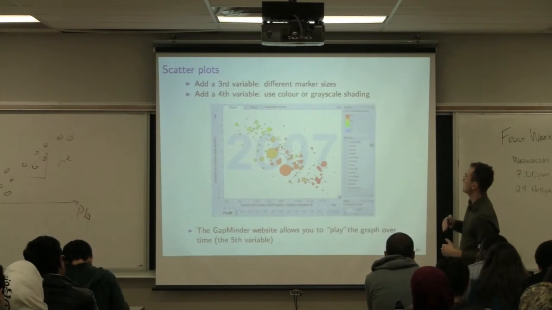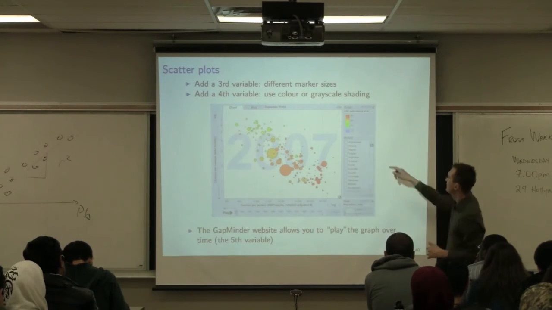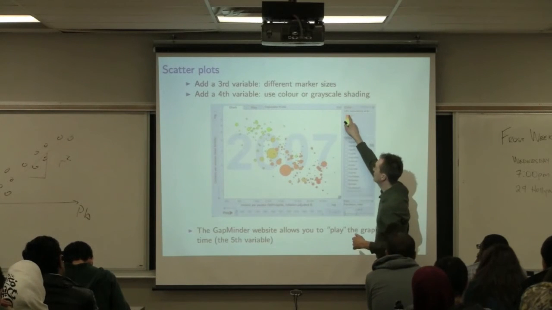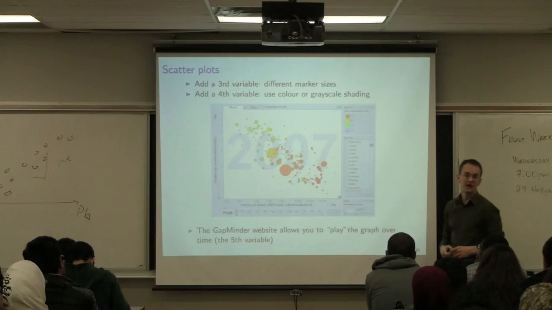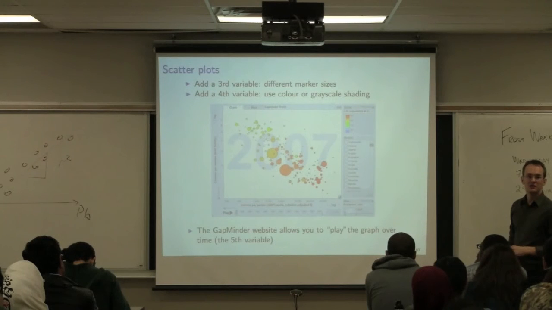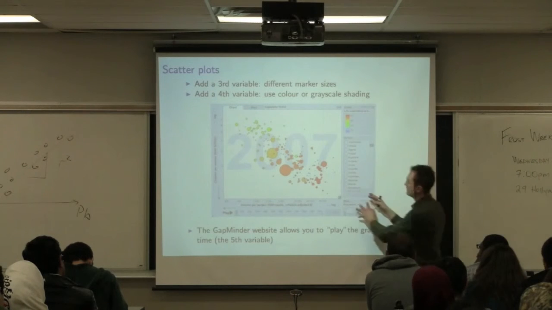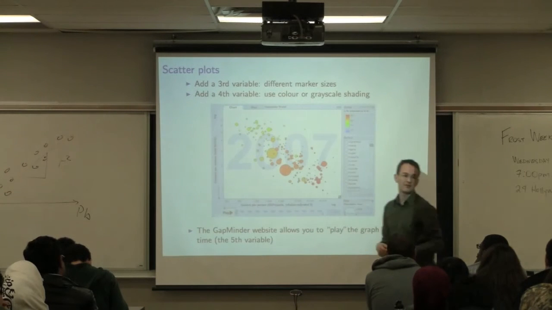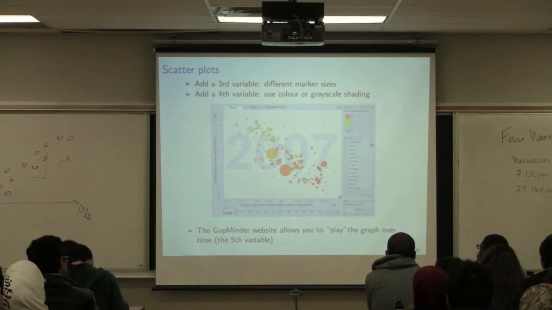Use a color scheme that shows life expectancy. Here, blue colors represent 20, 30 years of life expectancy. Red colors represent longer life expectancies. So instantly I can see countries down here have longer life expectancies. These countries have lower life expectancies. 4 variables on a 2-dimensional plot.